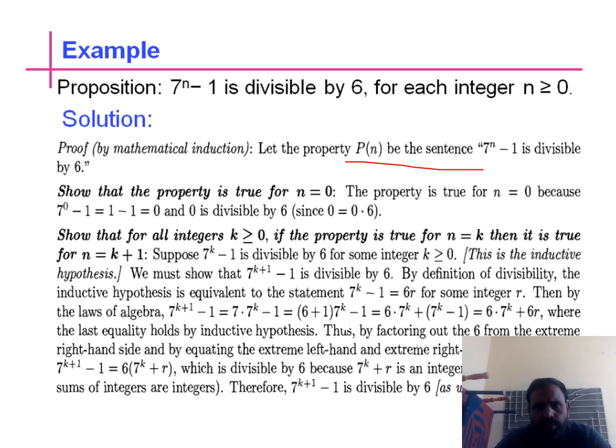And we have to show that for all integers k greater or equal to 0, if the property is true for n equal to k, then it's true for n equal to k plus 1. So these are the main three steps. Everywhere you discuss mathematical induction, you have to prove these three steps: one is n equal to 0, n equal to k, and n equal to k plus 1.